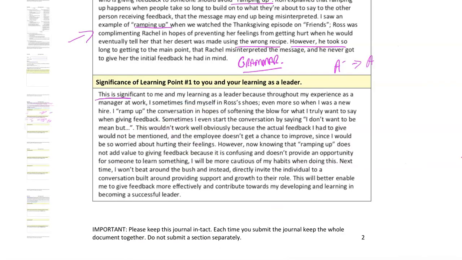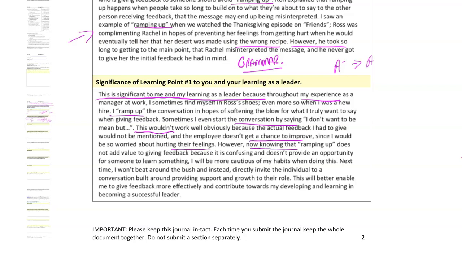This is significant to me and my learning as a leader because throughout my experience as a manager at work, I sometimes find myself in Ross's shoes. Even more so when I was a new hire. I ramp up the conversation in hopes of softening the blow for what I truly want to say when giving feedback. Sometimes I even start the conversation by saying, I don't want to be mean, but this wouldn't work well, obviously, because the actual feedback I had to give would not be mentioned, and the employee doesn't get a chance to improve, since I would be so worried about hurting their feelings.